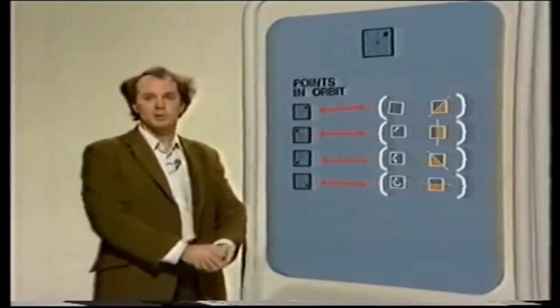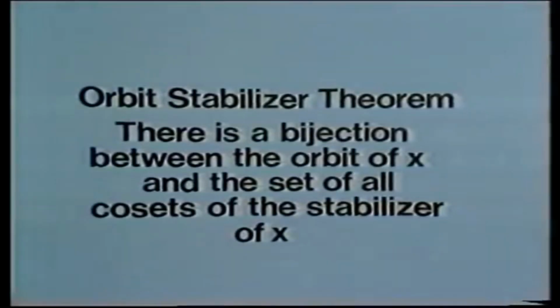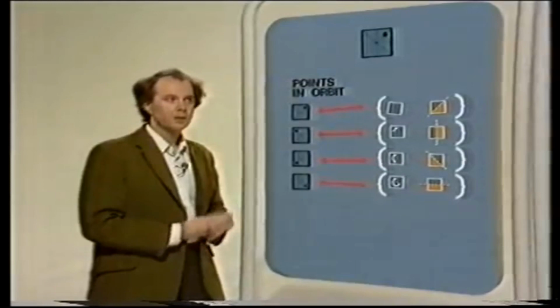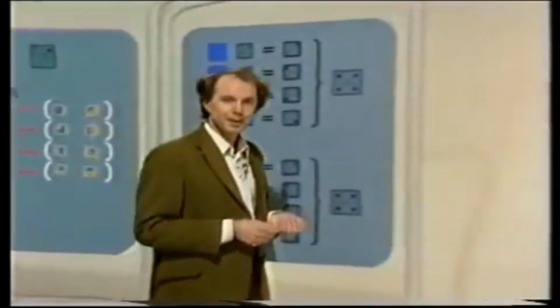In fact, we can generalize this idea to give a theorem, the orbit stabilizer theorem. There's a bijection between the orbit of X and the set of all cosets of the stabilizer of X. Now, how does that tie up with what we had over here?